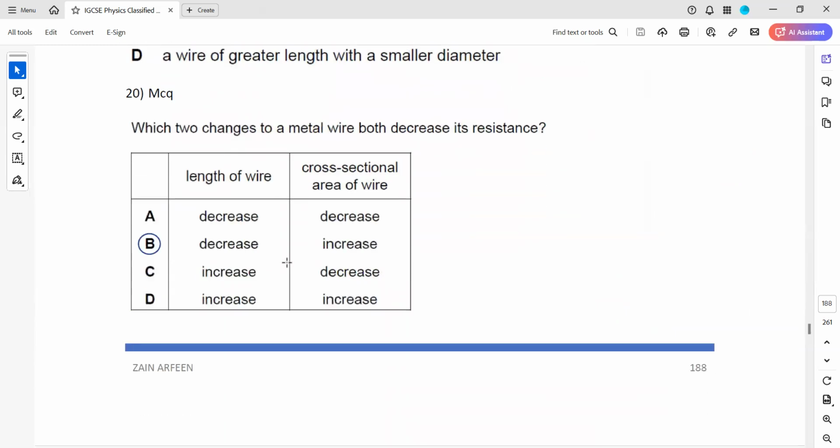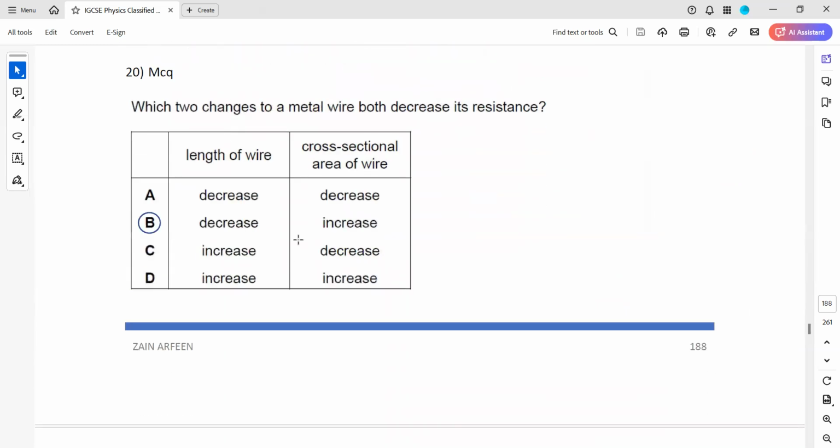Which two changes to a metal wire both decrease the resistance? So resistance is directly proportional to length and it's inversely proportional to area. So if you want to reduce the resistance, we should shorten the length, and we should increase the area. So decrease the length and increase the cross-sectional area. That's why B will be the right answer.